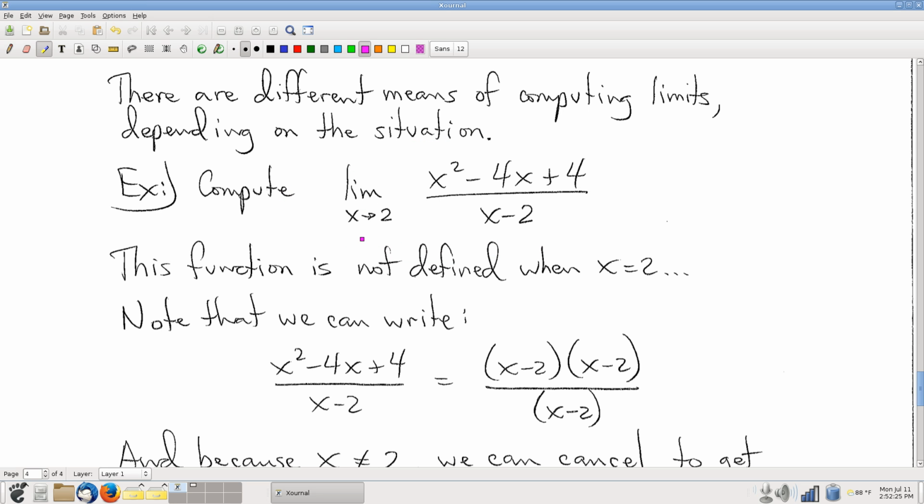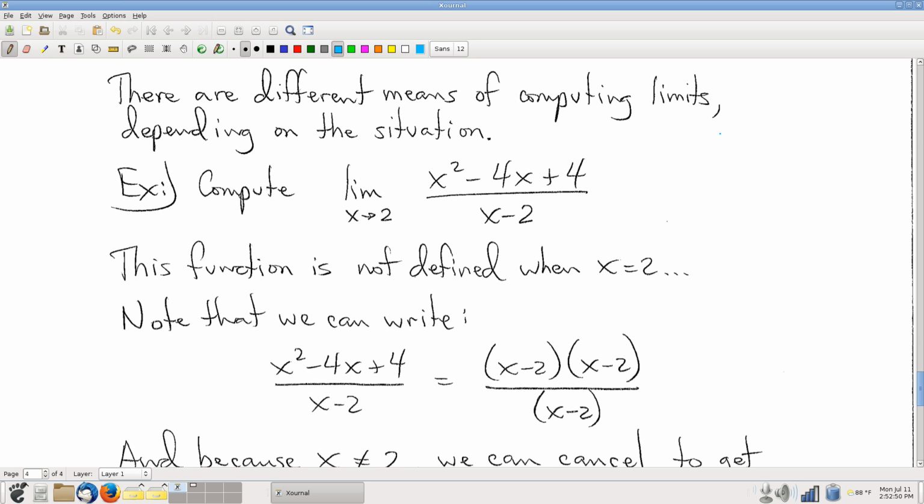And note that the function that we're trying to understand at x equals 2, this function is not defined when x is equal to 2. Because when you plug in x equals 2 into there, the numerator is 0, and likewise the denominator also 0. So this function is undefined at x equals 2.